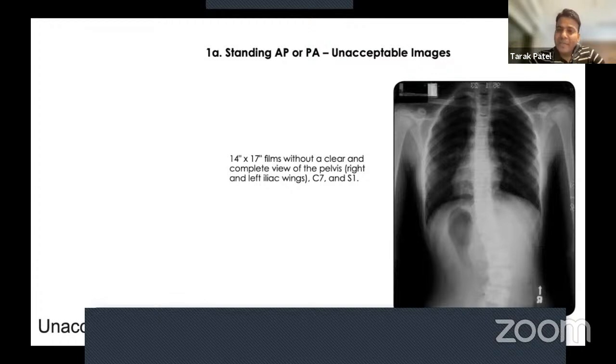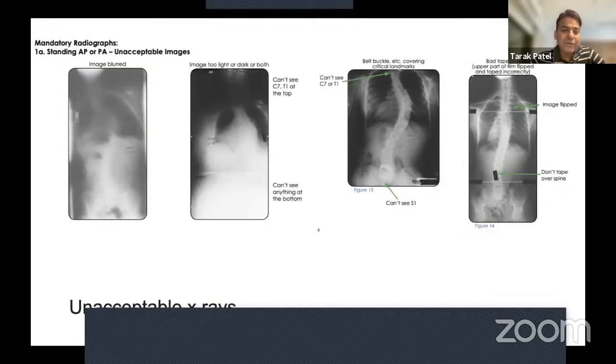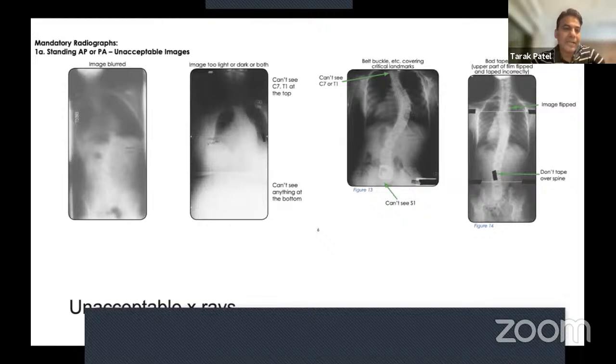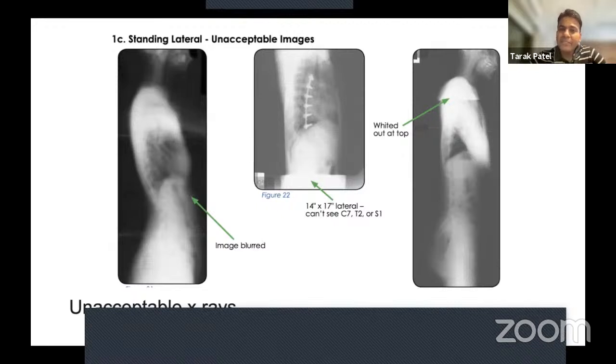This is not an acceptable X-ray because the C7 is not visible down. If you look at the pelvis, it's not visible properly. So these are the X-rays which are not acceptable to be utilized in classifying the AIS as per the Lenke classification. Again, here we can see examples of X-rays which are definitely not acceptable to be used. Lateral, again, a blurred image, half images or something which is not visible, the C2 not visible at the upper end. These are the X-rays which must be avoided.